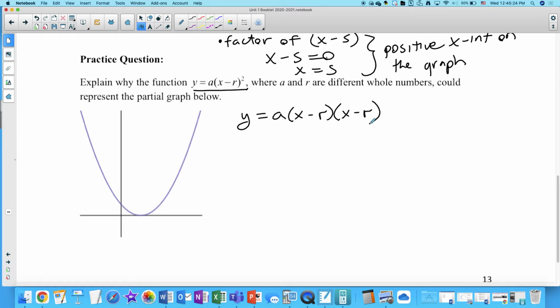And when you have a double x-intercept, what happens is that the graph will touch the x-axis and then bounce right back up. It won't actually pass through. So this is called a double x-intercept. Okay? And the graph touches the x-axis, but doesn't cross it.